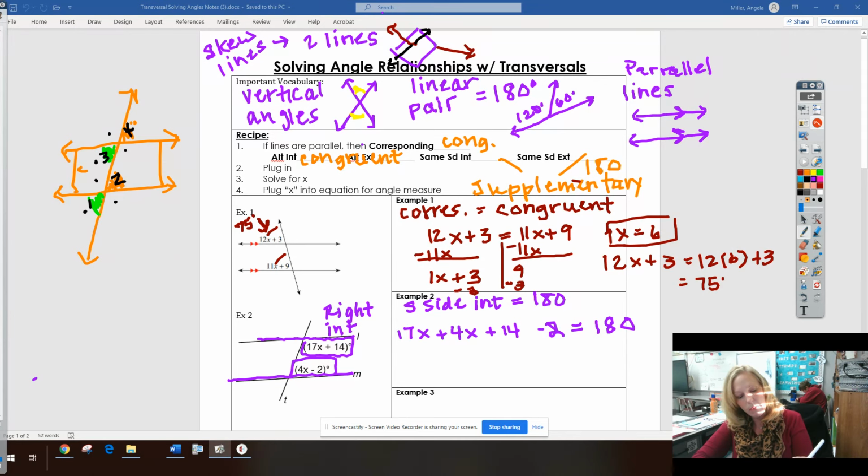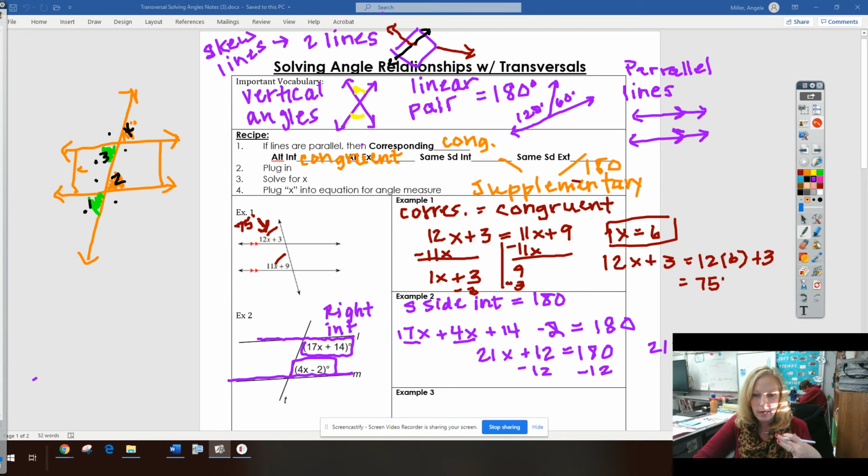So now I'm just going to combine my like terms. 17x and 4x is 21x. Then 14 minus 2 is 12 equals 180. And this is just a basic 2-step equation. So subtract 12 from both sides. And that's going to give me 21x equals 168. If I divide both sides by 21, x will be 8.